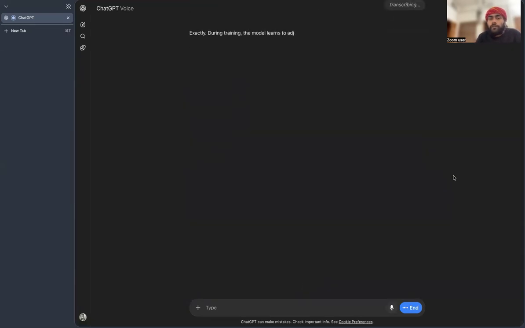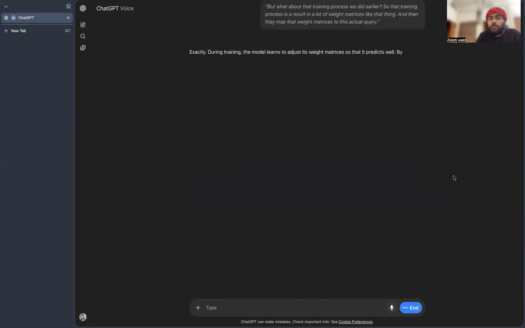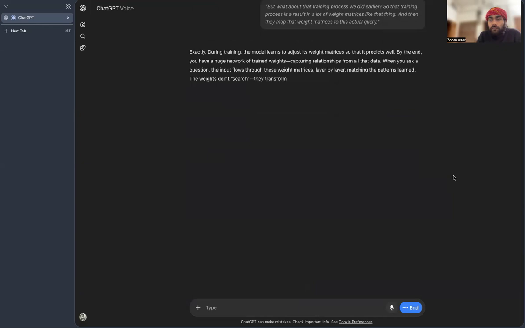Exactly. During training, the model learns to adjust its weight matrices so that it predicts well. By the end, you have a huge network of trained weights, capturing relationships from all that data. When you ask a question, the input flows through these weight matrices layer by layer, matching the patterns learned. The weights don't search, they transform your query into a meaningful response because the patterns are baked into those weights.